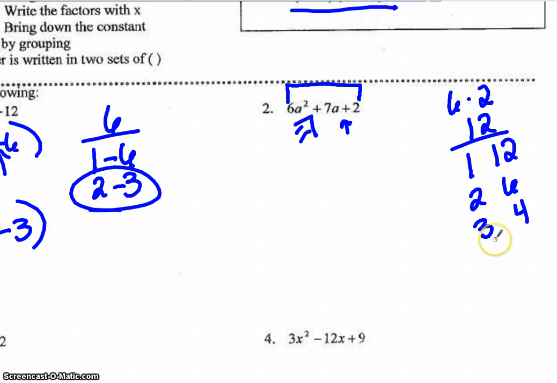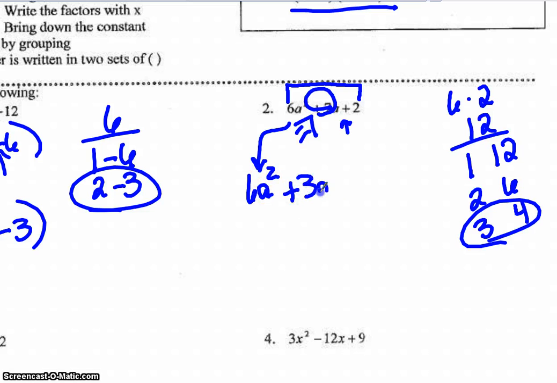If you need to put the pluses, that's fine. If you just know that no sign means positive, that's fine. They have to equal 7, so 3 and 4. But you do not get to go write your parentheses yet. You've got to bring down the 6a squared. Pull over your factors, so plus 3a plus 4a, and bring down your plus 2. You now have 4 terms, so you're going to cut it in half.